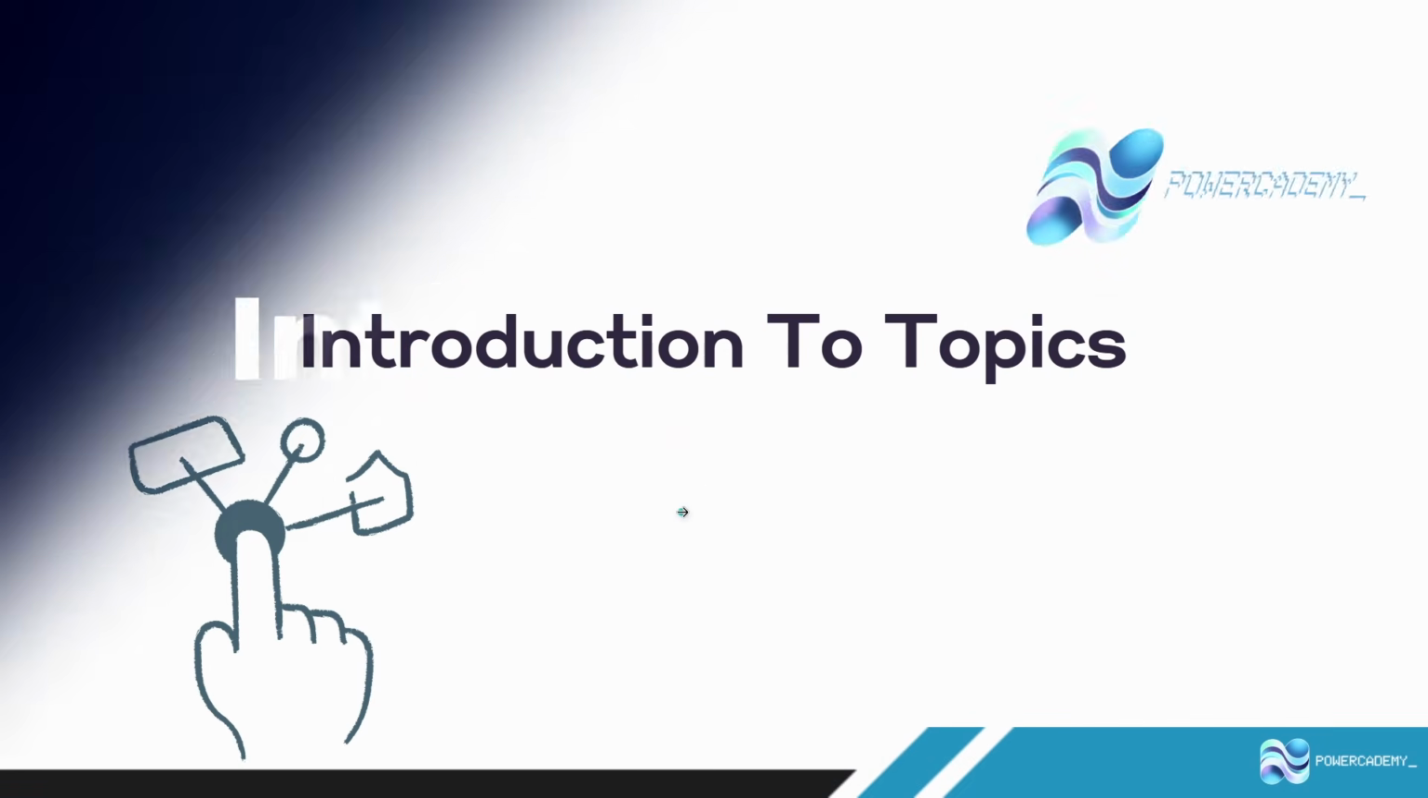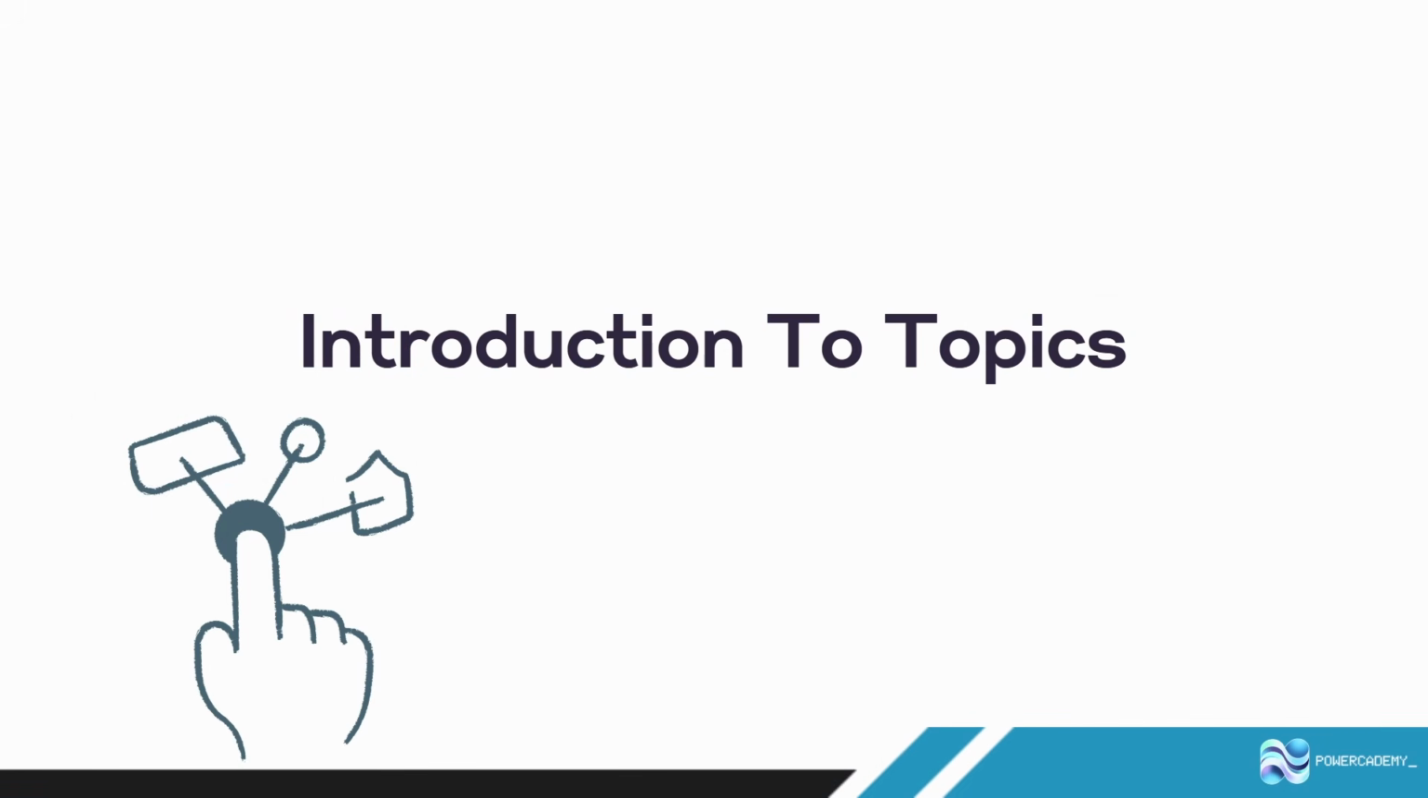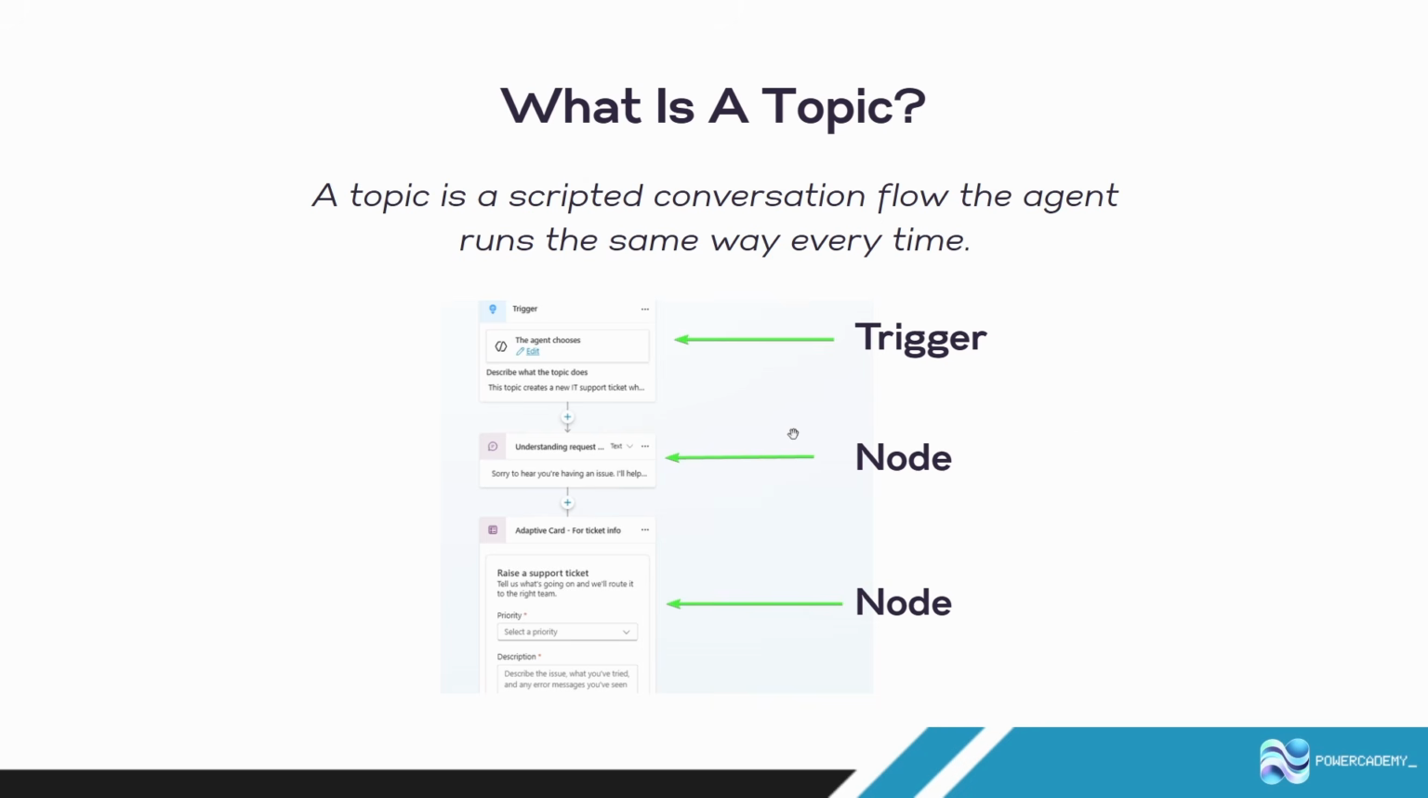Okay, so we're going to be covering topics now, and topics is a fundamental concept within Copilot Studio, and it effectively takes it from having an unpredictable path to having a more predictable path within the agents that you're building, and the way that they actually speak and interact with your tools and also the users. So what is a topic? A topic, as I said, is a scripted conversation flow the agent runs the same way every time, right?